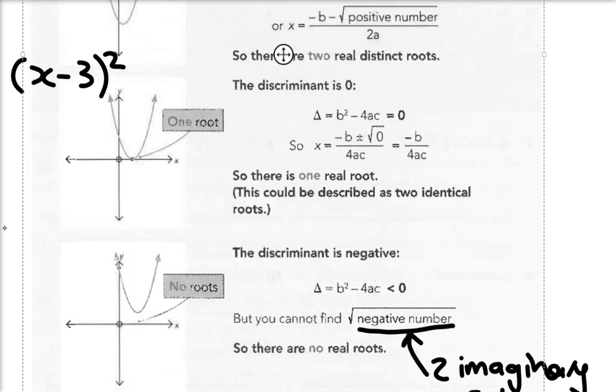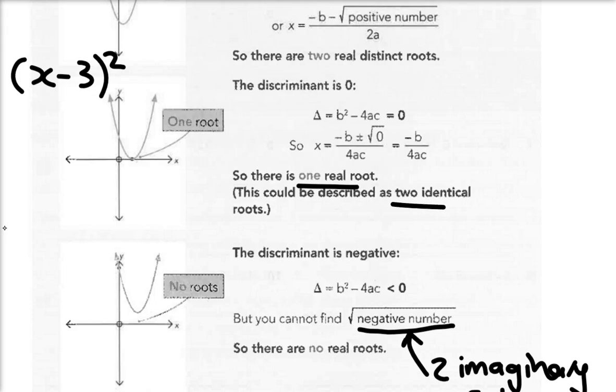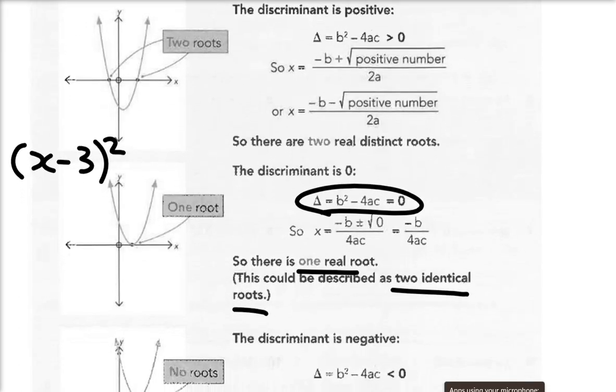This one, one real root, is two identical roots. It's the same thing. Two repeated roots, two identical roots, one real root, the perfect square. All of those things are what we would describe as having a discriminant equal to 0. Okay? And this one here is two distinct roots, where the discriminant is a positive number.